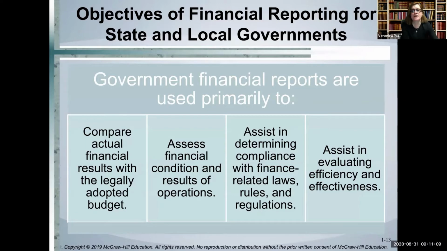All right, so we have governmental financial reporting and what it is used for. You want to compare actual financial results with the legally adopted budget, and assess the financial condition and results of operations, kind of like how the government is functioning. You want to assist in determining compliance with laws, rules, and regulations, and assist in evaluating the efficiency and effectiveness of the governmental entity.